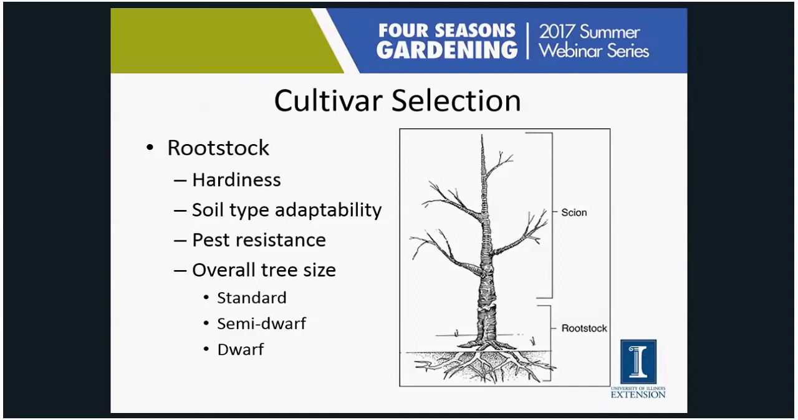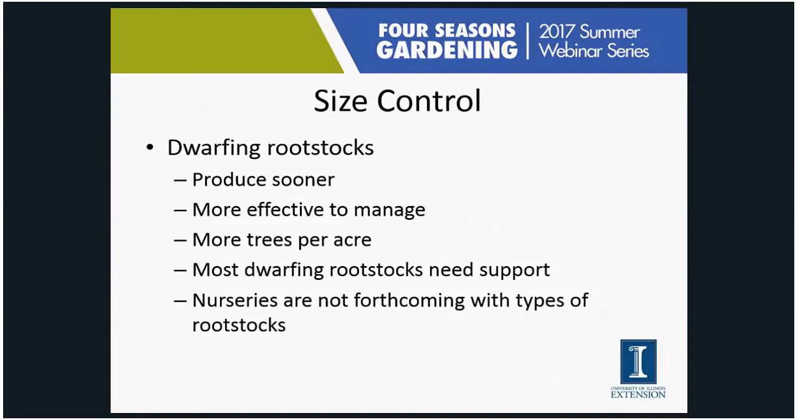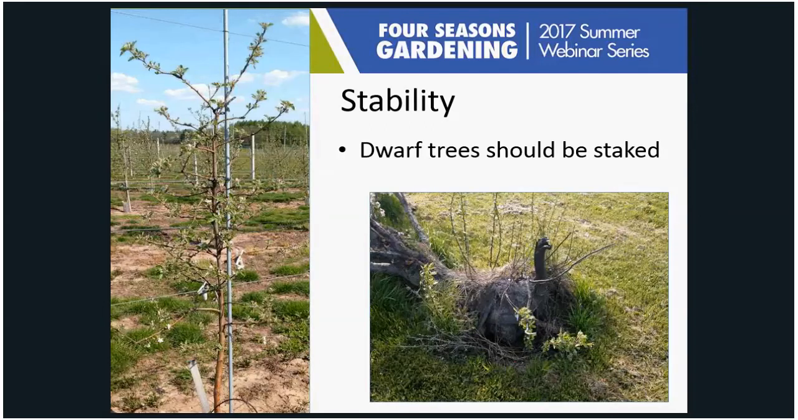So a standard tree would be on a seedling rootstock, and it doesn't have very much control over the size. Then you have semi-dwarf and also dwarf. These dwarfing rootstocks produce sooner. They're more effective to manage. You can have more trees per acre, and there's a consideration that you are going to need some kind of support or staking whenever it comes to these dwarfing rootstocks. But unfortunately, the nurseries aren't very forthcoming with what kinds of rootstocks they've used, and so typically they'll only have a small description. But here we see with the stability of trees, these dwarf trees do need to be staked. And so that helps to protect them and their graft union. And you can see the detriments of not being properly staked here in the photo to the right.